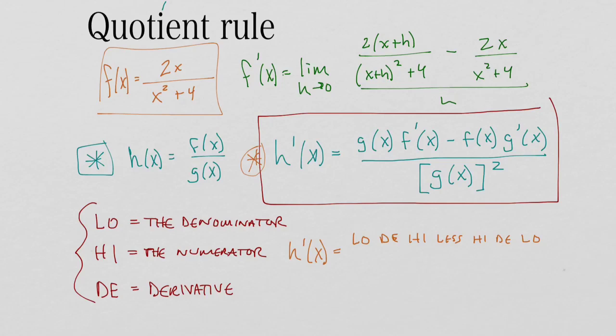Stanza number 1 goes like this. Low, D, high, less high, D, low. Say that to yourself 10 times. Literally, hit the pause button and say, low, D, high, less high, D, low.